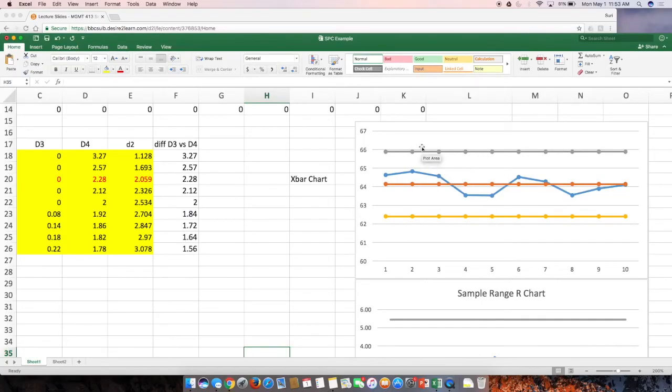Even if you have one single point above or below, this is the visual aspect. What point? The X bar values, the blue line. If it crosses the limits even once, ding, not in control. Okay, that's simple.